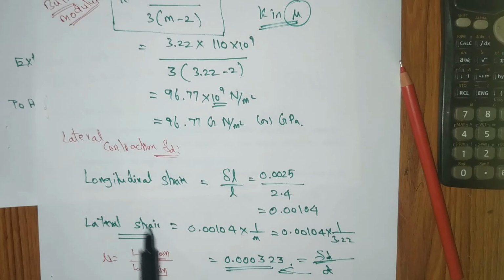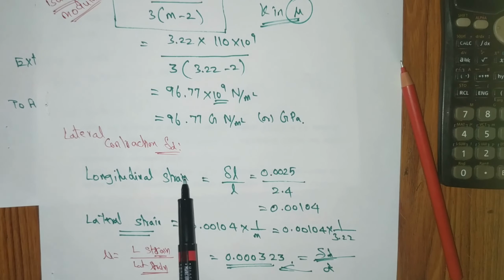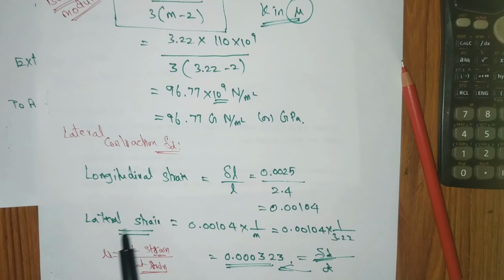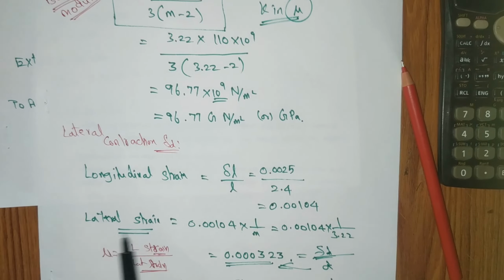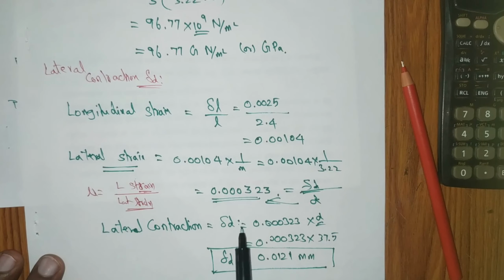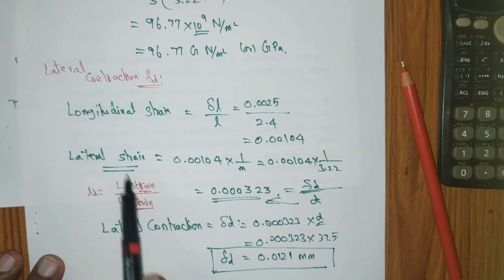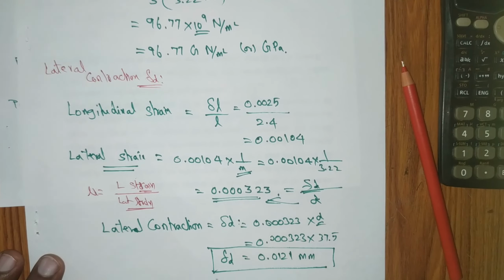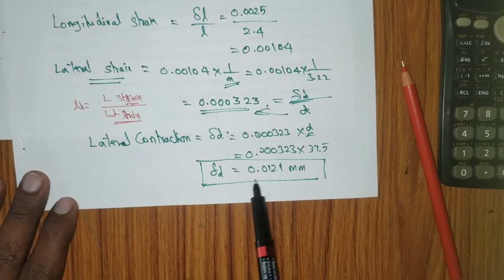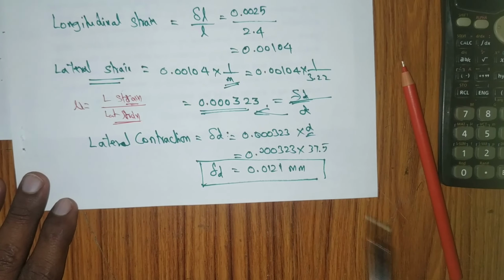For lateral contraction, we have to find out the lateral strain. From the longitudinal strain we get the lateral strain, and from the lateral strain we get the lateral contraction, right? Here we are using the Poisson ratio or 1 by m. So the lateral contraction delta D is equal to 0.012 mm.